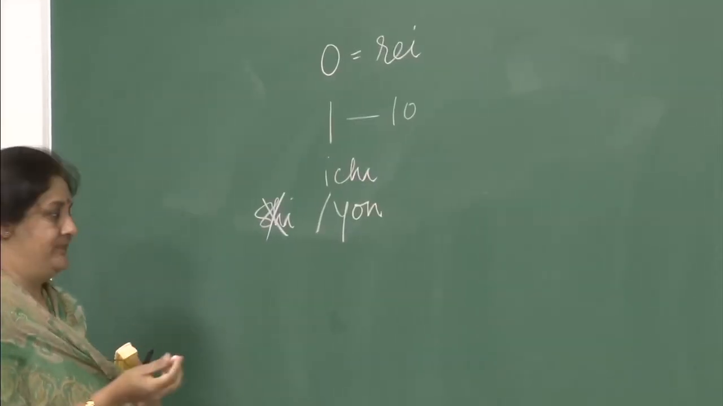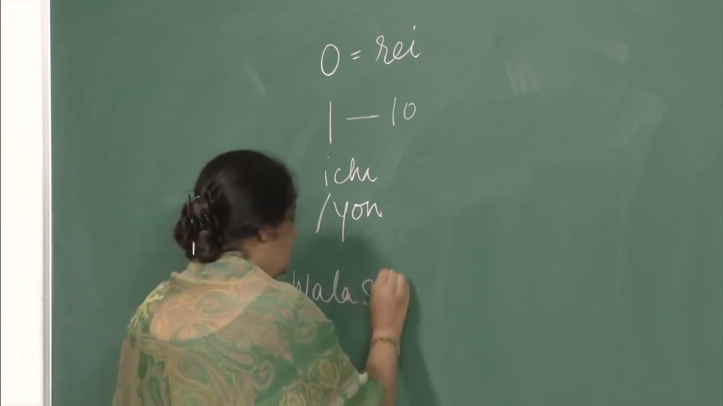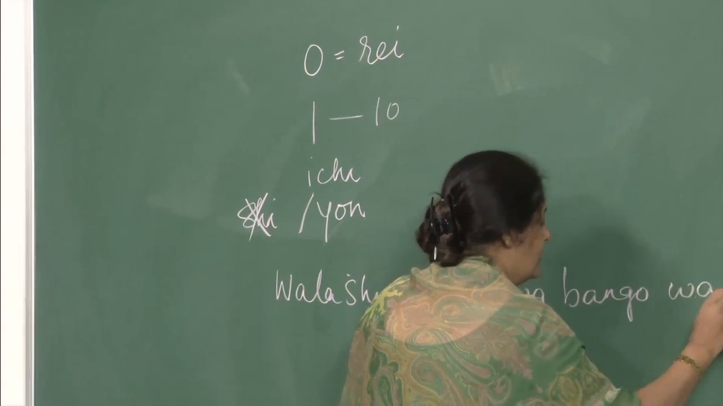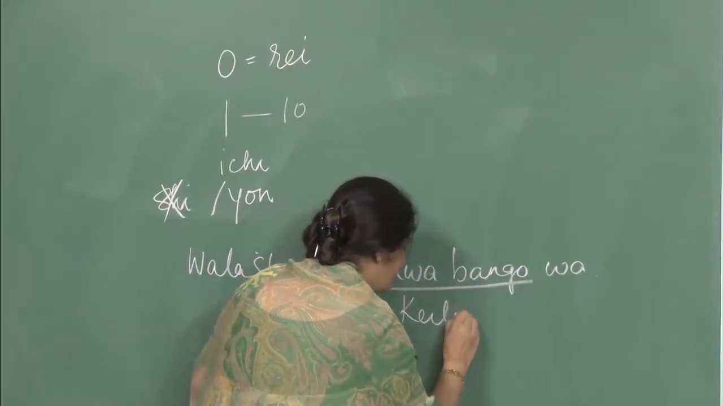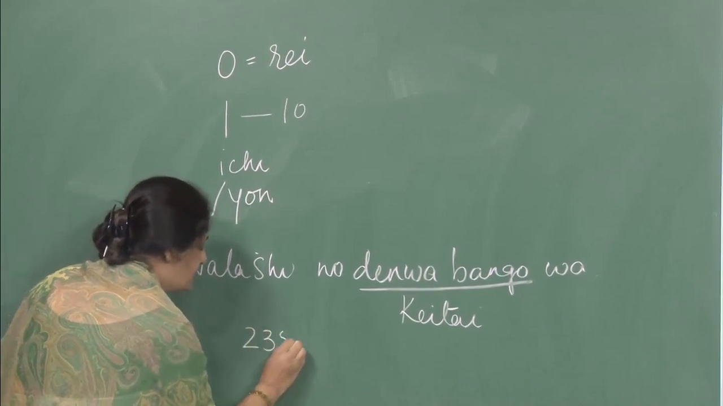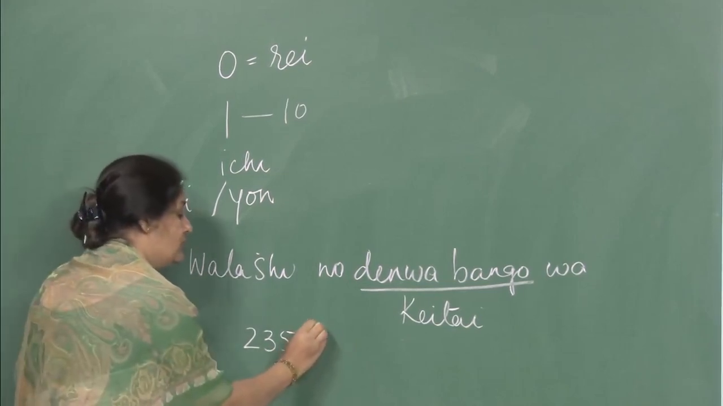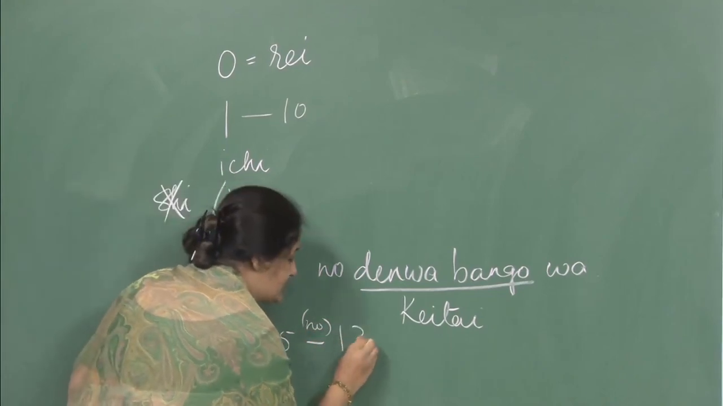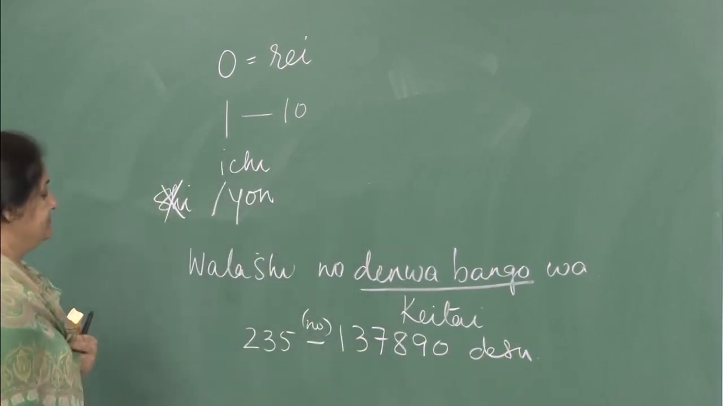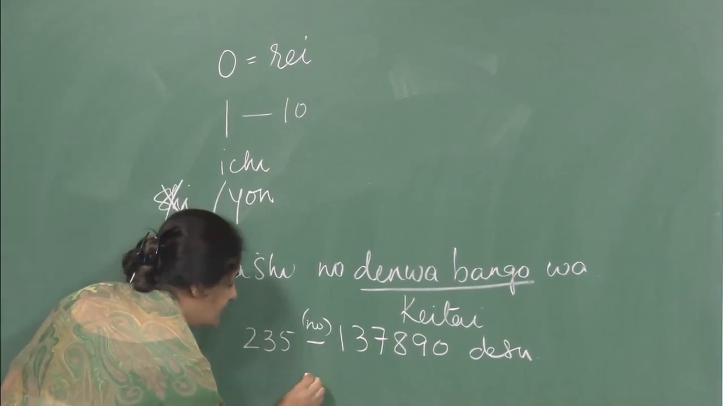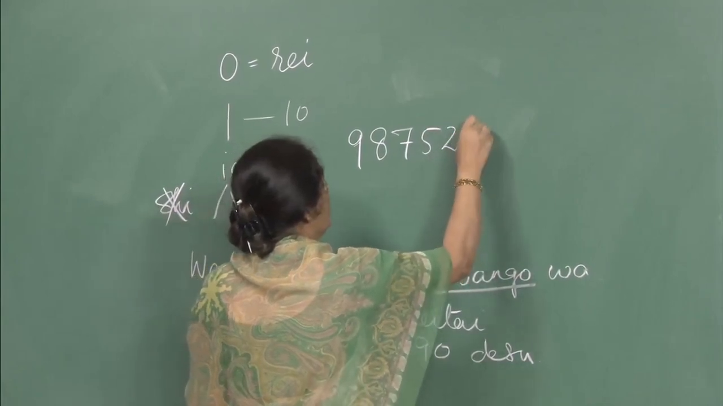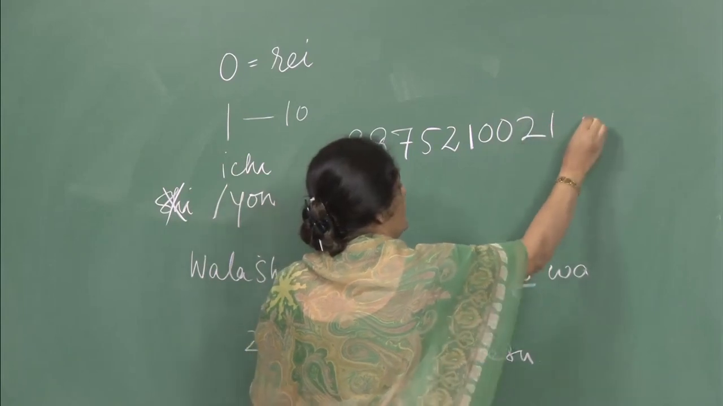So now, if you want to tell your number, watashi no denwa bango wa, denwa bango is telephone number, or ketai, ketai is your mobile, ketai bango wa, denwa bango wa ni san go no, this dash over here is no, ni san go no, ichi san nana hachi kyu rei. Okay? Or watashi no ketai wa kyu hachi nana go ni ichi rei ni ichi desu.